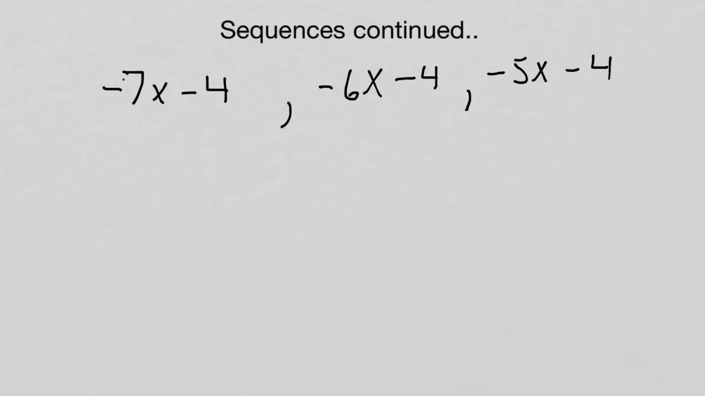Minus 7x, then minus 6x, then negative 5x. I keep saying minus and negative back and forth. I hope you keep it in your mind as interchangeable. So minus 7x, minus 6x, minus 5x. So it's going up x each time. So the difference in this sequence is just x.